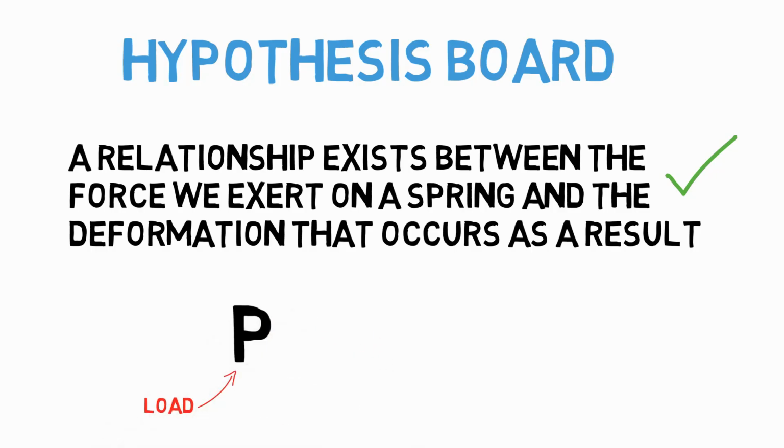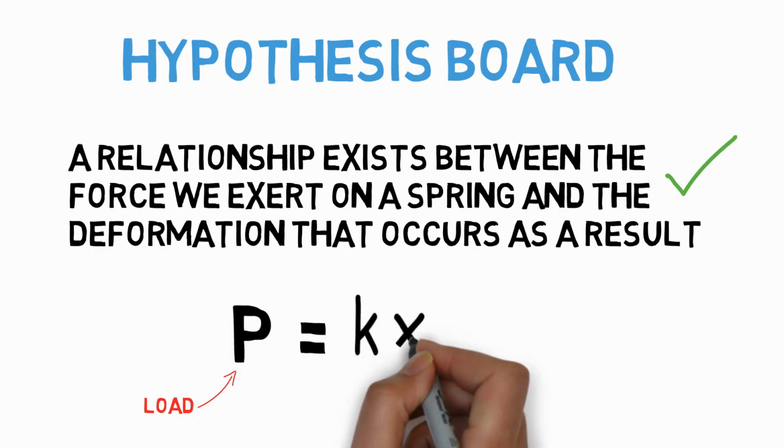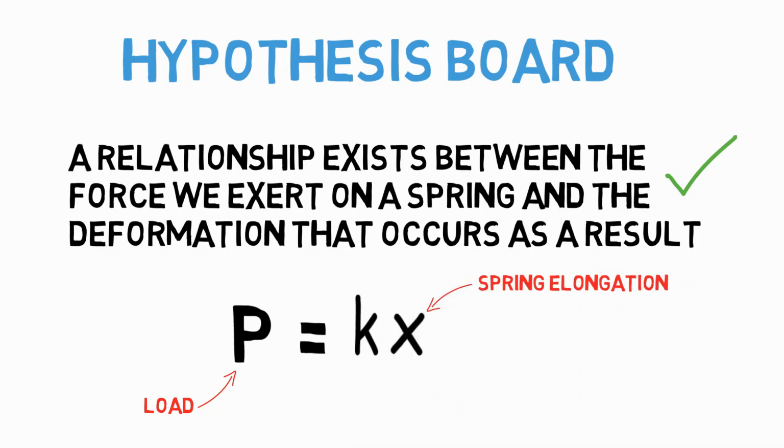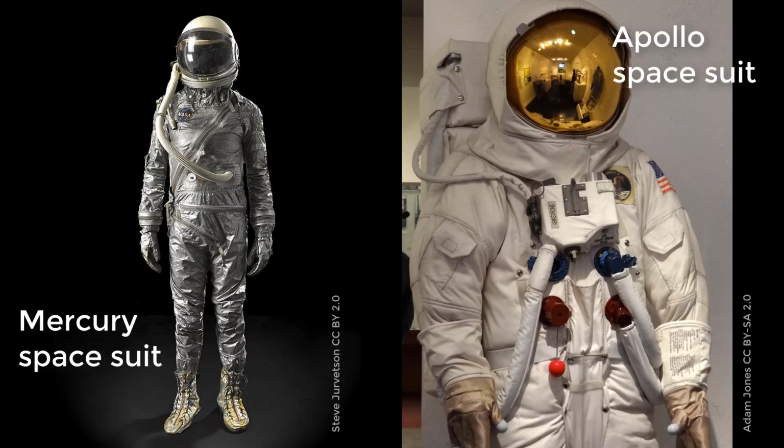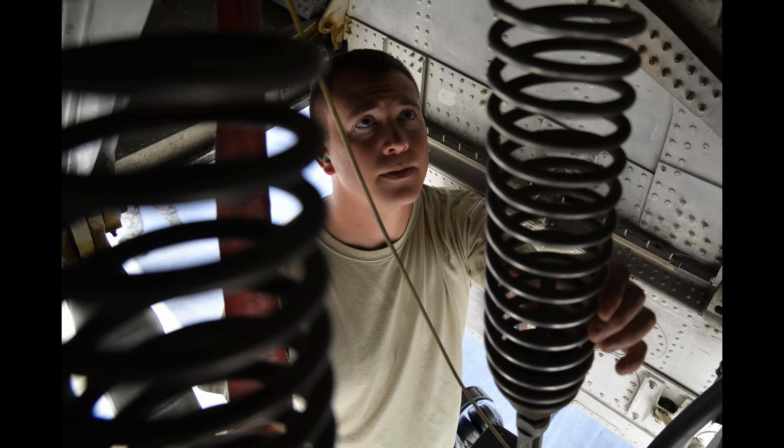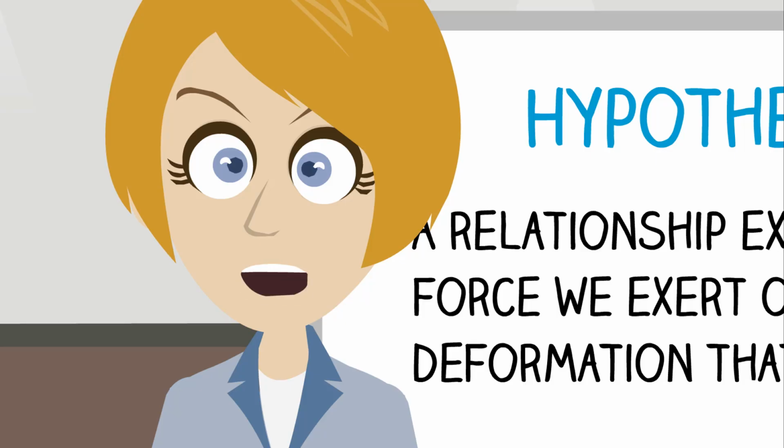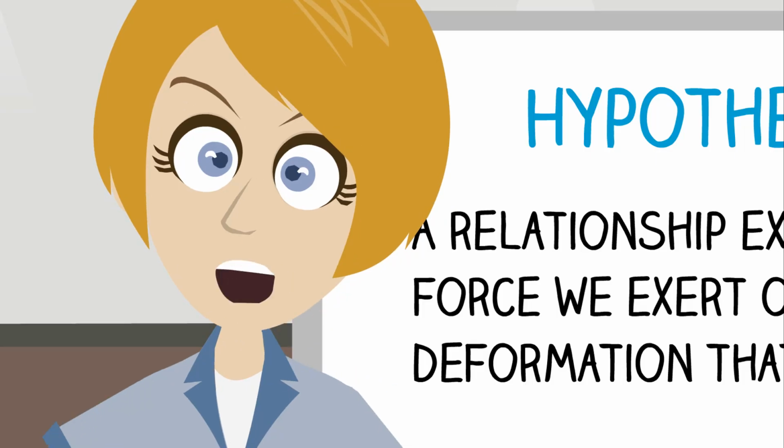There is even an equation to describe this correlation. P, the load, is equal to K times X, the spring elongation. And here, K is the spring constant, a value describing the stiffness of the spring. With this, the behavior of springs can be reliably predicted. Engineers have used this principle in designing systems containing springs, such as oxygen tubes in spacesuits and aircraft landing gears. Maybe one day you'll use these relationships and equations to design a spring system of your own.